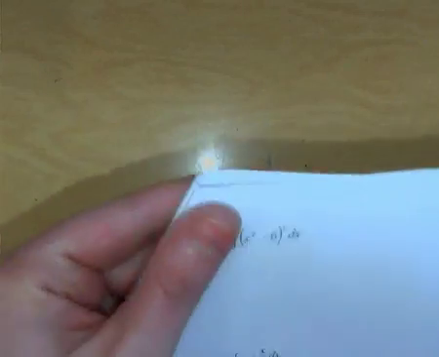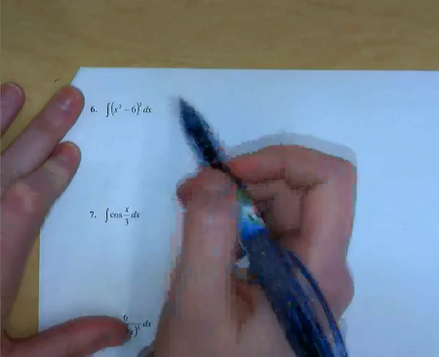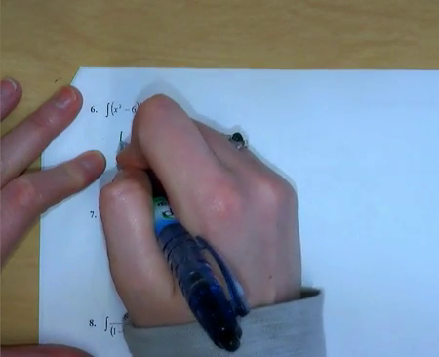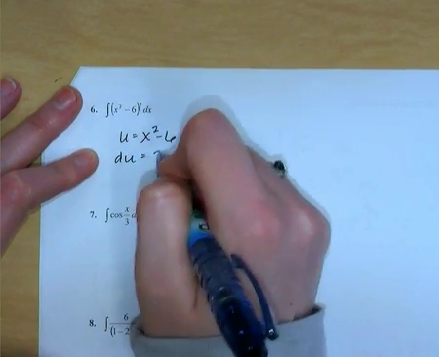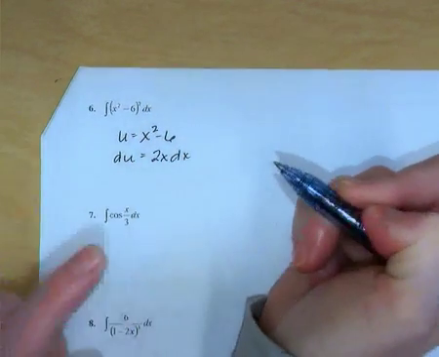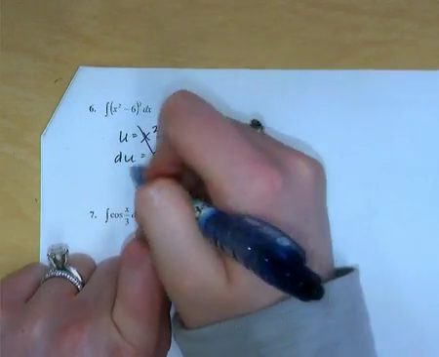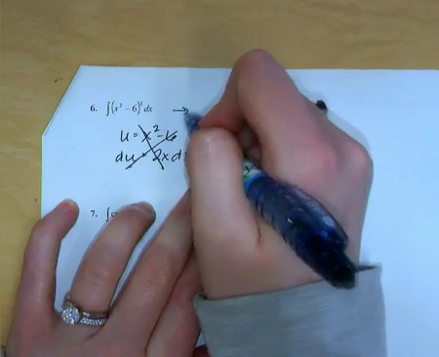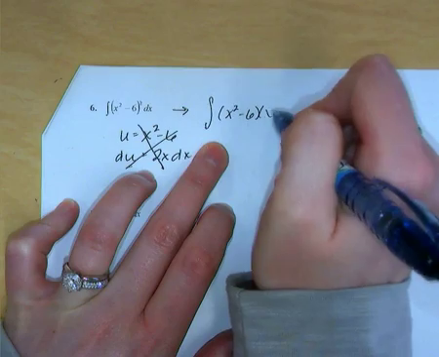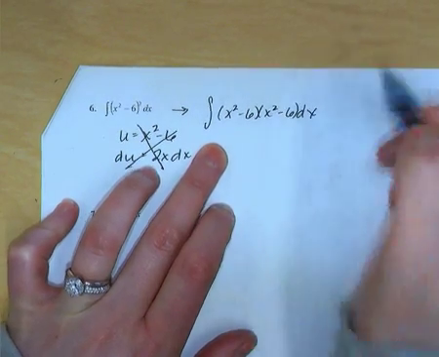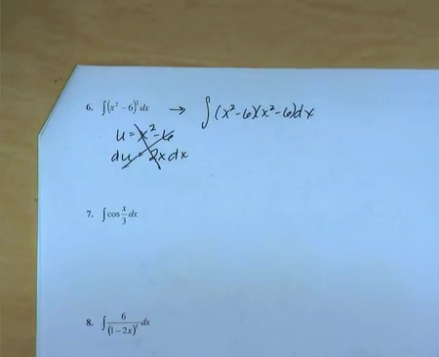On the back, if we look at number 6, I've got a whole bunch of stuff raised to a power. So once again, what if I let u equal that stuff? Then du would be 2x dx. Do I have a spare x in this problem? No. So I can't do that. What I need to do is rewrite this as the integral of x squared minus 6 times x squared minus 6. You need to FOIL that out and then combine like terms and then take the antiderivative.